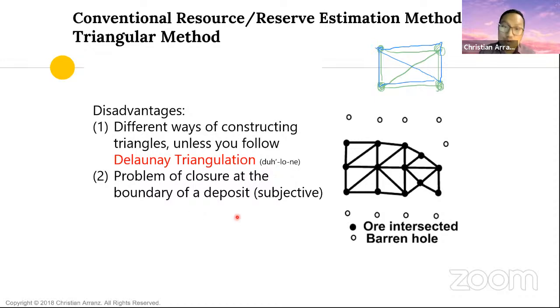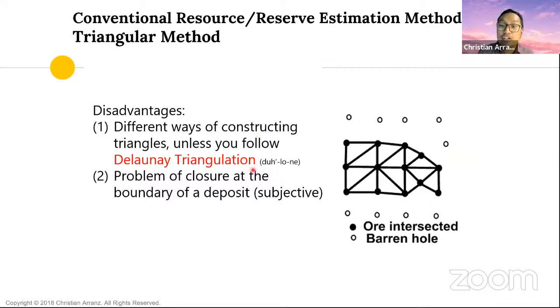Another problem is the closure. Like in a relationship, how do you close? These are called boundaries. Like in a relationship, closure and boundaries are the problem. So how do we close? For example, do we include this triangle here? How about this one? Do we include that? What if one of the drill holes actually has a value? So that's what I mean by closure.